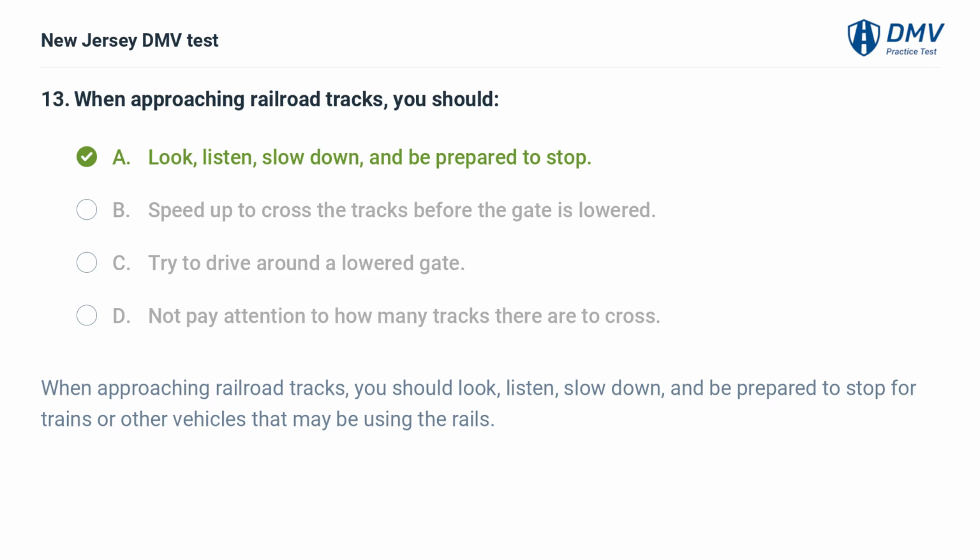A. Look, listen, slow down, and be prepared to stop. When approaching railroad tracks, you should look, listen, slow down, and be prepared to stop for trains or other vehicles that may be using the rails.